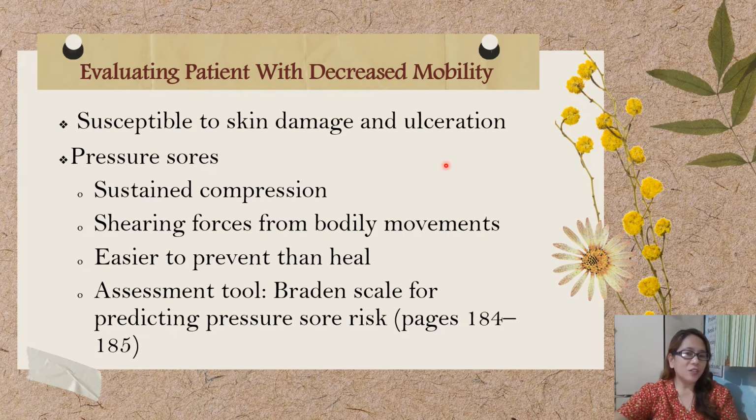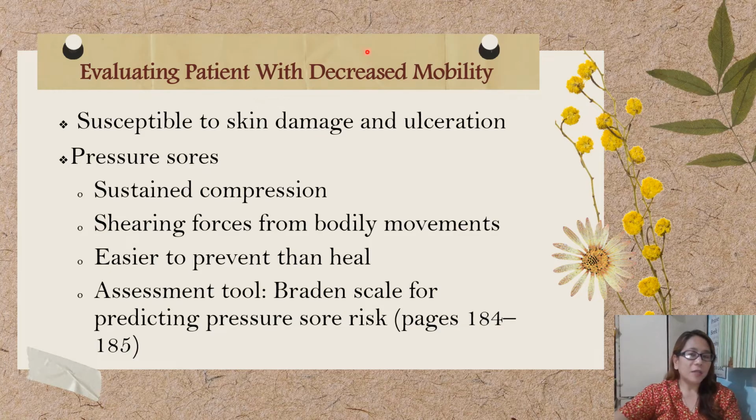So moving on to another skin problem, we have what we call the pressure sores or ulcers, or the decubitus ulcer. This usually develops in the bony prominences of the body, resulting in ischemic damage to the underlying tissues. So it is very important for the nurse to evaluate the risk of the patient to develop a pressure ulcer. Kasi sabi nga, prevention is better than cure.